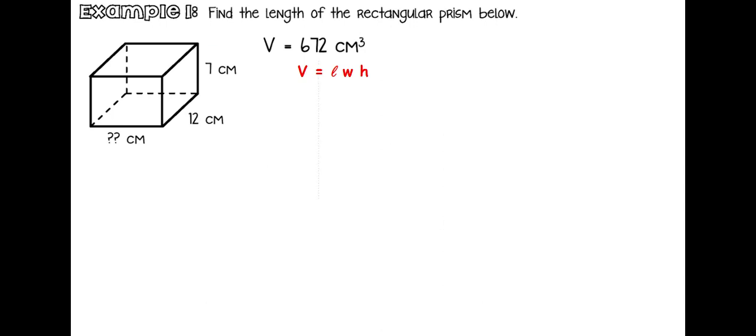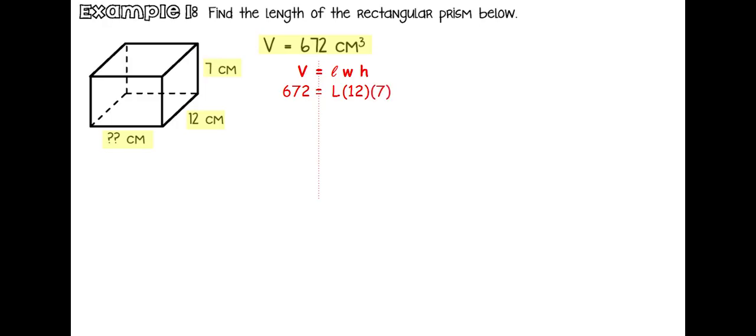They actually told me what the volume was. If you notice right here, they told me the volume is 672 centimeters cubed, or cubic centimeters. You might see it written out. So I'm going to replace the V with 672. My length is actually unknown, so I'm going to leave that as L. My width, they told me, was 12, so I'm going to plug in a 12 for W, and my height was 7, so let's replace the H with a 7.